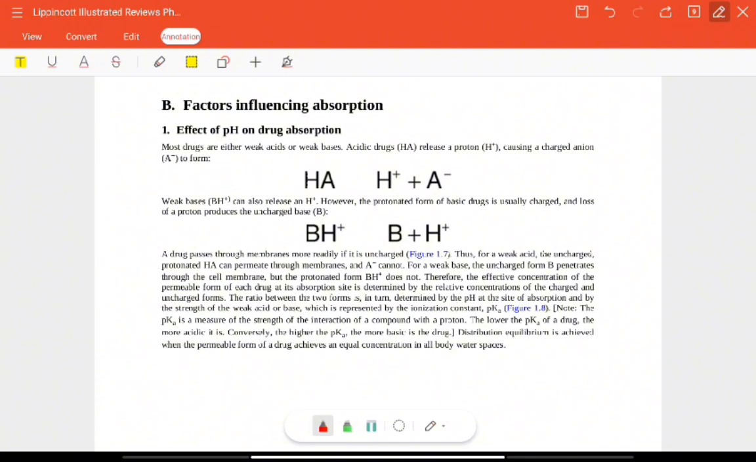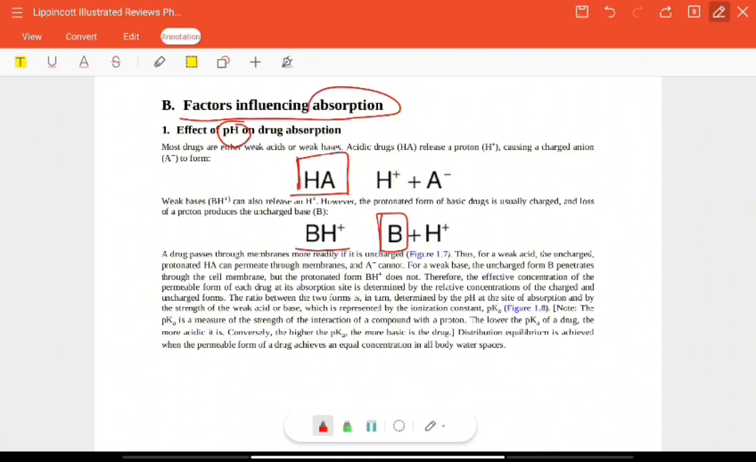Okay, now factors influencing absorption. The first factor is pH. Most of the drugs are either weak acids or weak bases. A drug passes the membrane only when it is uncharged. Weak acids are uncharged in this form and weak bases are uncharged in this form.